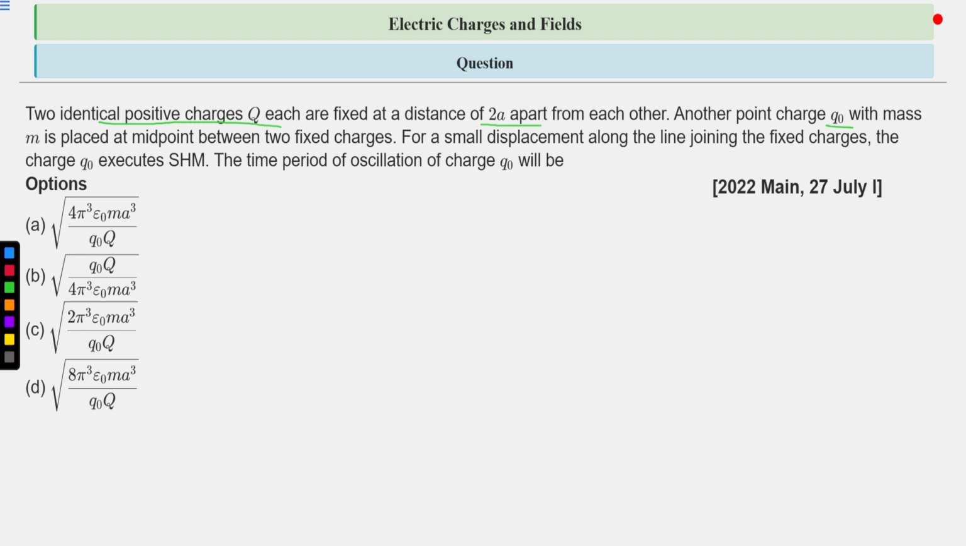These are the four options that are given: root of 4 pi cube epsilon naught m a cube upon Q naught Q, root of Q naught Q by 4 pi cube epsilon naught m a cube, root of 2 pi cube epsilon naught m a cube upon Q naught Q, and root of pi cube epsilon naught m a cube upon Q naught Q. So I will give you some time to think about it.